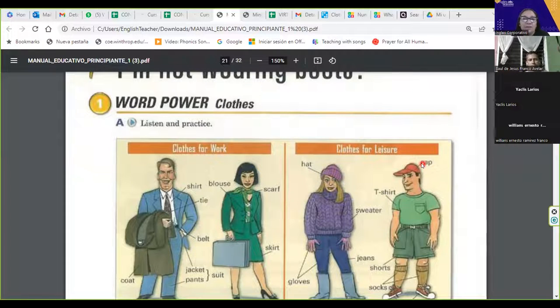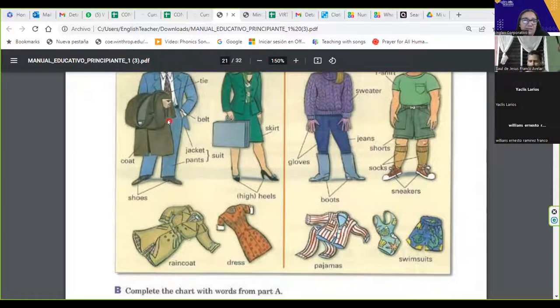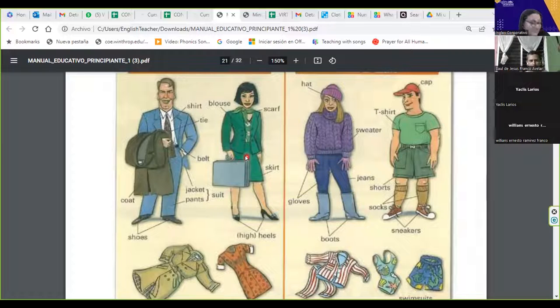¿Cuál es la diferencia? Pues for work, sabemos que usamos formal. Piezas de ropa formal. So we wear formal clothes. And for leisure, para el tiempo libre, para el tiempo de descanso, we wear more casual clothes, right? Obviamente va a depender mucho del trabajo y de los climas. But if it's a work in an office, people wear formal clothes. So that's why they say clothes for work and clothes for leisure. So for work, we have for a man and for a woman kind of similar names. Un poco similar los nombres.